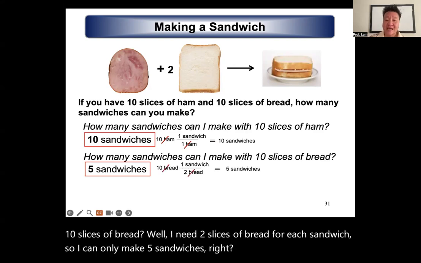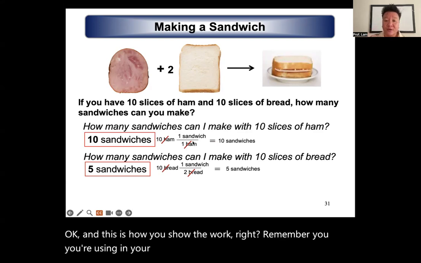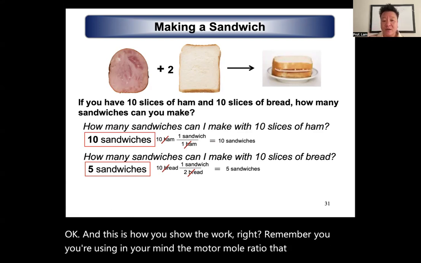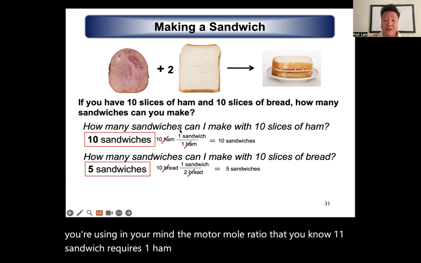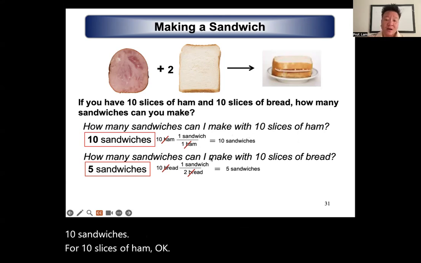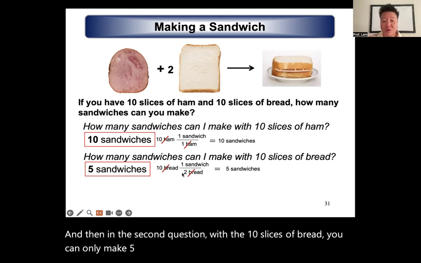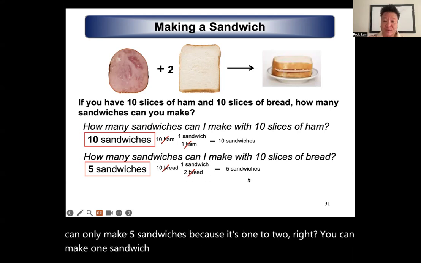Okay. And this is how you show the work, right? Remember, you're using in your mind the mole-to-mole ratio that one sandwich requires 1 ham slice, right? So it's 1 to 1. That's why 10 sandwiches for 10 slices of ham, okay? And then in the second question, with the 10 slices of bread, you can only make 5 sandwiches because it's 1 to 2, right? You can make 1 sandwich from 2 slices of bread. Okay, so that's the reality.